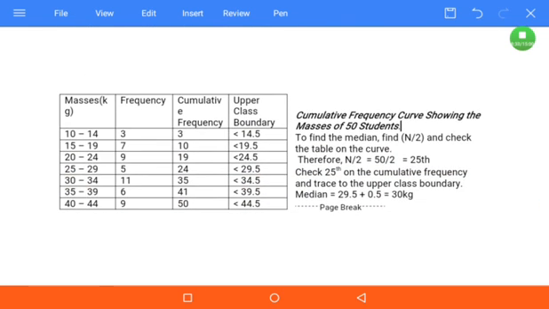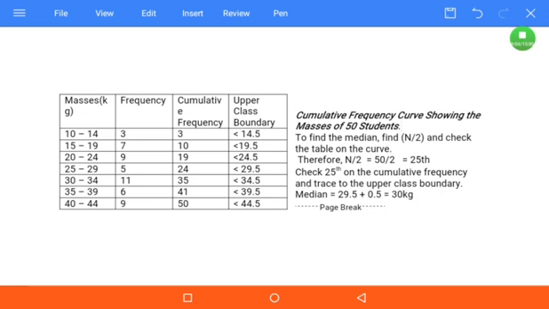After doing that, you add from top and from below until you get 25. Now, adding from the top, we have 3 plus 7, 10. 10 plus 9, 19. 19 plus 5 gives 24. 24 plus something in this 11 will give us 25. So we need 1 out of 11. Therefore, the class with 11 as the frequency is the median class.